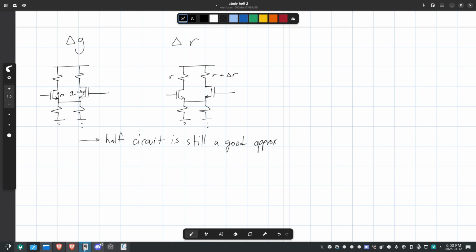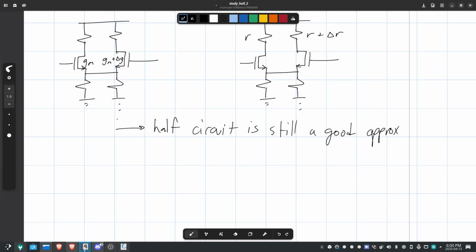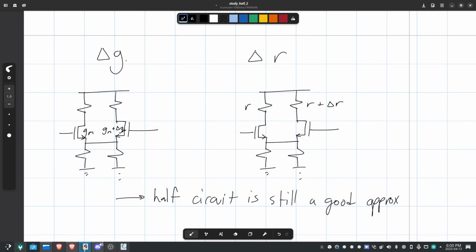What's the difference between these two? This one has a difference in the gm. So these have very close gms, but this one has a small difference in gm. And this is the same here. These two resistances are very similar, but they're off by a little, right? Because in the real world, we cannot have two resistors with the exact same resistance. There's always going to be some level of tolerance.